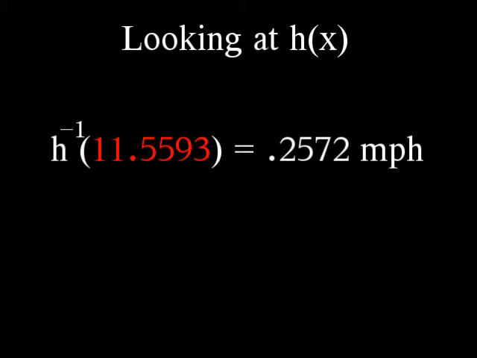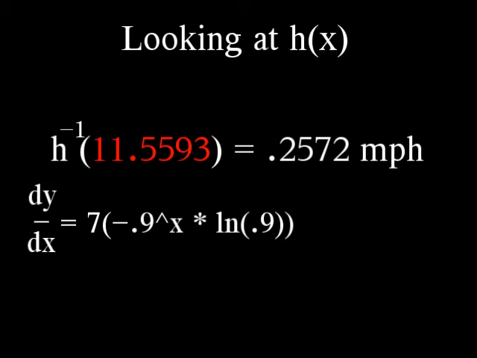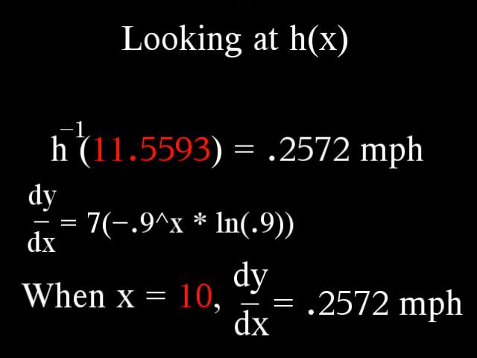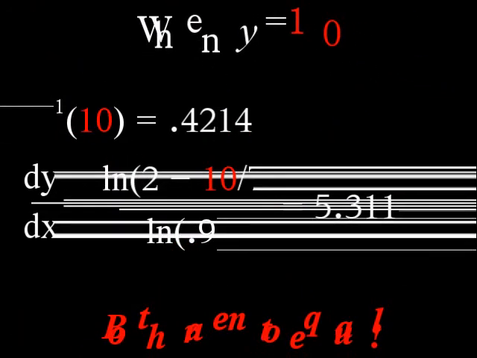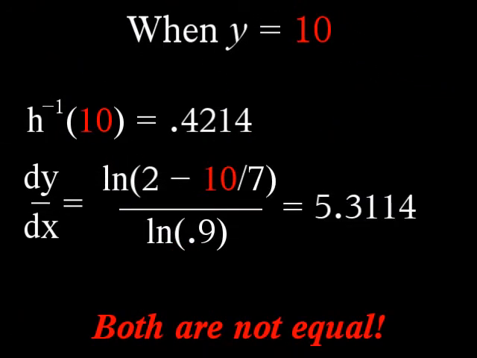The inverse of this equation will equal 0.257154 miles per hour. If you recall dy over dx being 7 times negative 0.9 to the x times the natural log of 0.9, we can substitute x for 10 and get the exact same value. In a case that isn't true, however, the reciprocal of dx over dy is not the same as dy over dx when 10 is substituted in for y, as shown in this equation below.